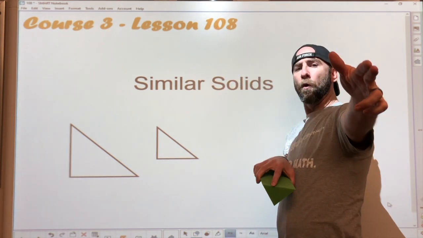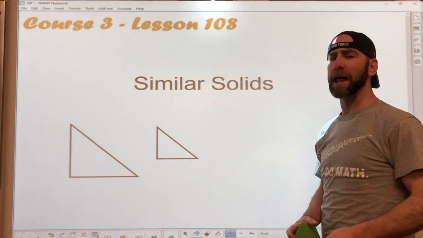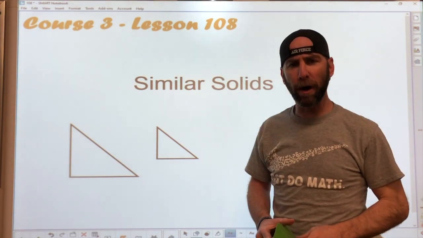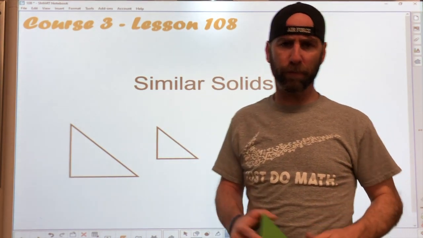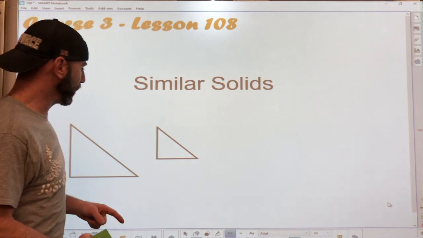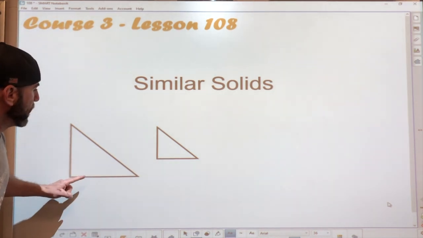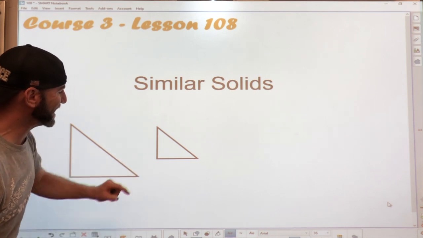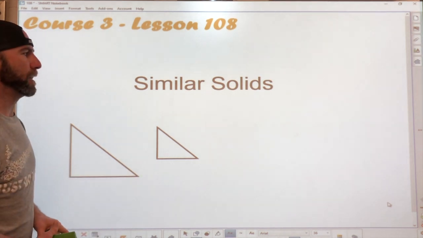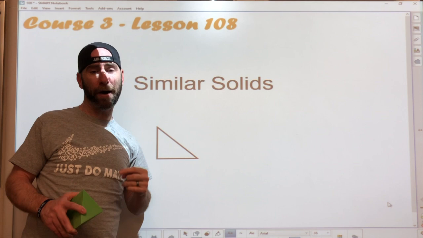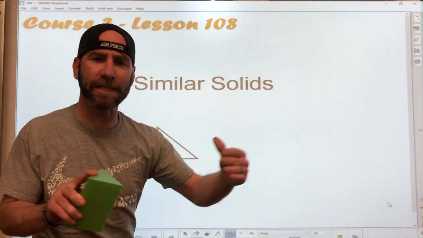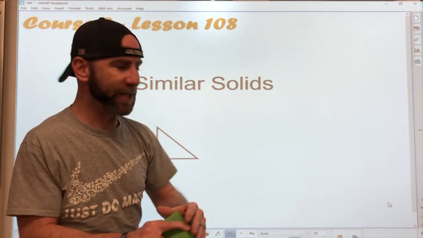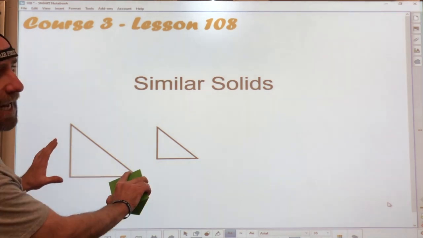Lesson 108, similar solids. Let's recap what similar means. Number one, the angles have to be identical. So if this is 30 degrees, this is 30 degrees. If that's 90, that's 90. Equal angles, but their sides have a scale factor. In other words, the shapes themselves are not the same size.